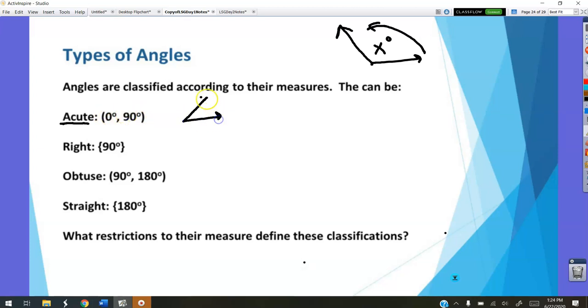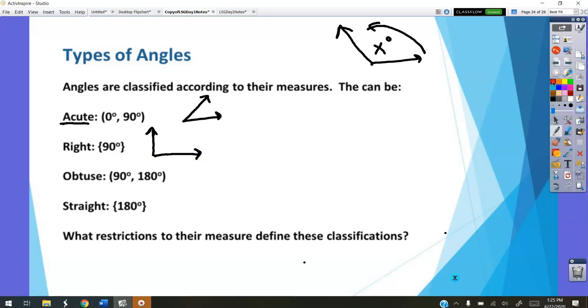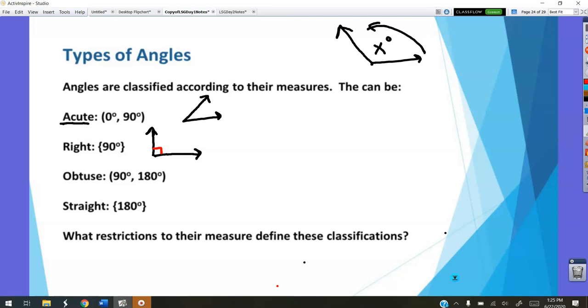Most people are familiar with acute angles. They're less than 90 degrees. A 90-degree angle, most of you are already familiar that that's a right angle. And the way that we show in a figure that that's a right angle is we put a little box in the corner. And then that lets our reader know that that's perfectly 90.